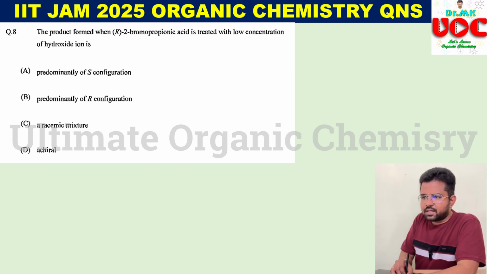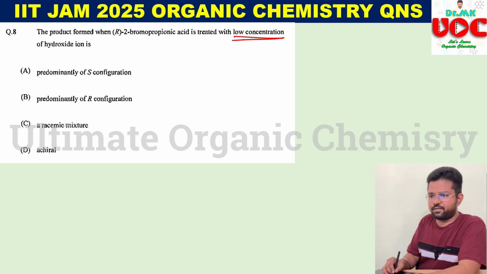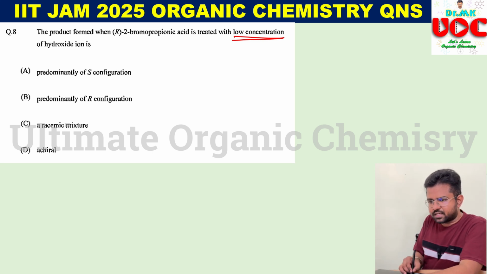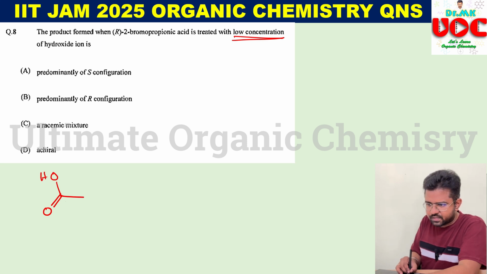Next question: the product formed when R-2-bromopropionic acid is treated with a low concentration of hydroxide ion. The resulting product, the configuration will be. Let me write the structure here. This is a well-known question, and I have taught my students this question as well, and I said this question is important.